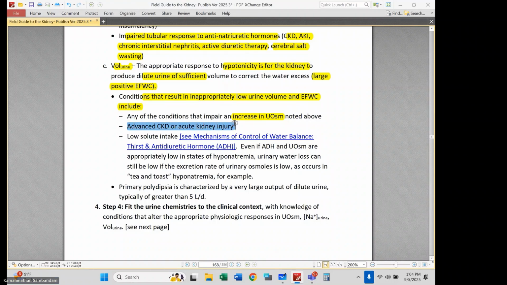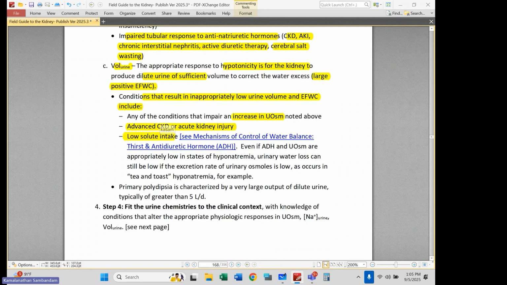If I have significant kidney injury, I often say this, sometimes we overcomplicate hyponatremia in our AKI patients. They're hyponatremic because they're not making any urine, right? Doesn't matter what your vasopressin is. Doesn't matter what your urine osmolality is. If you're making very little urine, you can't excrete free water, okay?